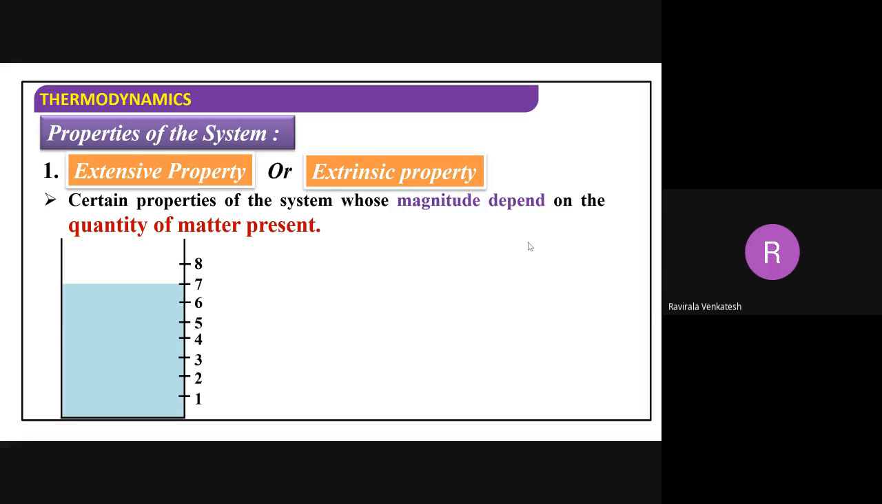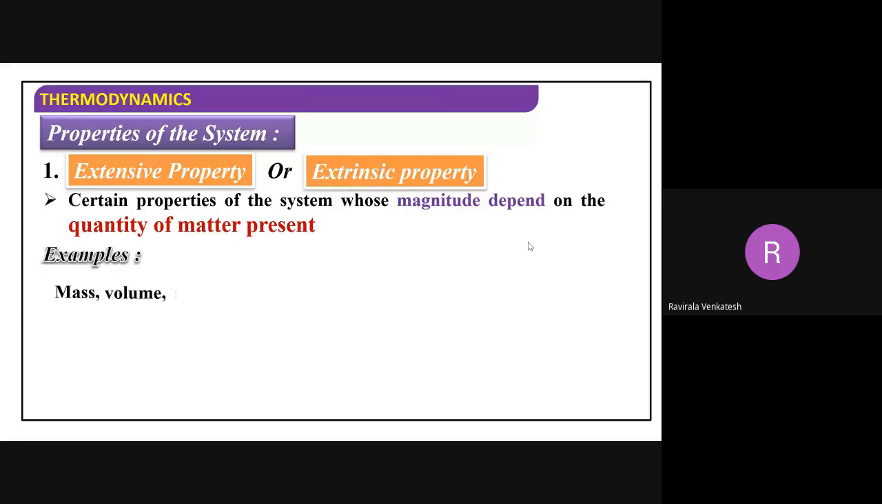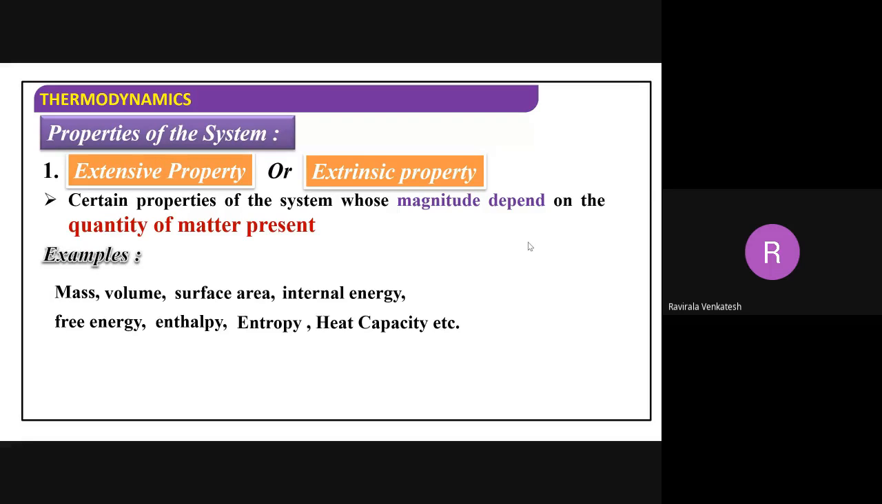So volume is which type of property? Extensive property. Examples: mass, volume, surface area also. If you take more quantity, it will have more surface area. Internal energy, that means energy; all energies are extensive properties. Enthalpy, entropy, heat capacity, etc. all come under extensive property. Pressure also comes under extensive property.